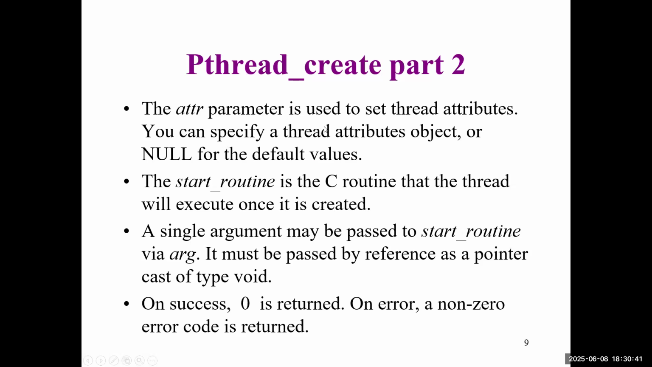The attribute parameter is used to set the attributes. You can specify thread attributes, or an attribute object, or NULL for the default values. We're going to just use NULL. Start routine is this C function that the thread will execute. A single argument is passed to the start routine via the argument, which is the last parameter. It must be passed by reference as a pointer of type void, which means when you have a void pointer, you can give it any kind of pointer. On success, 0 is returned; on error, a non-zero error.